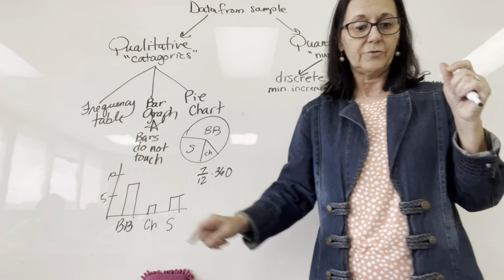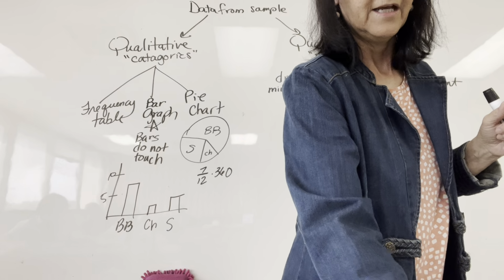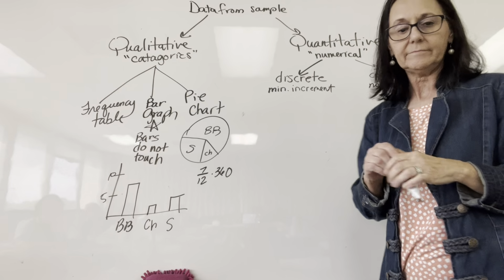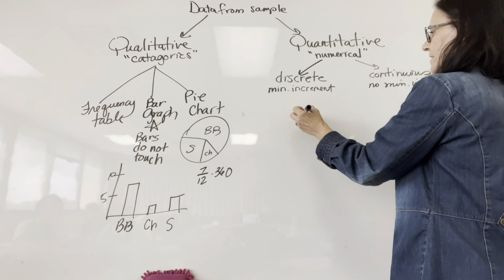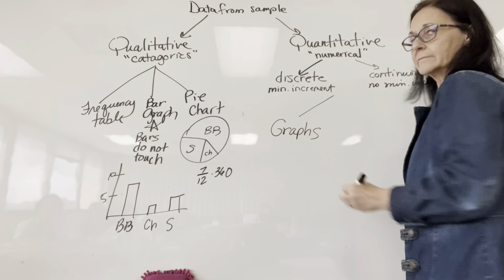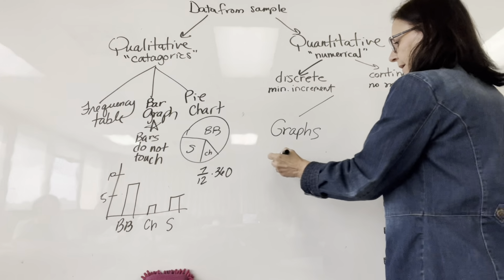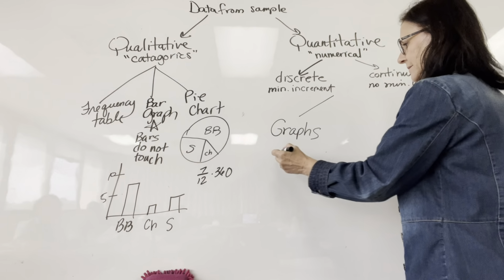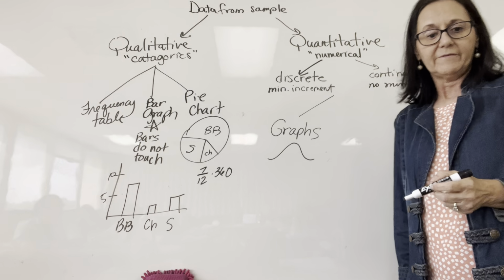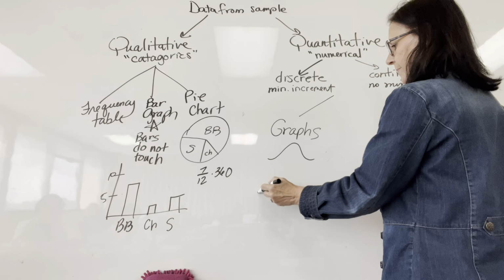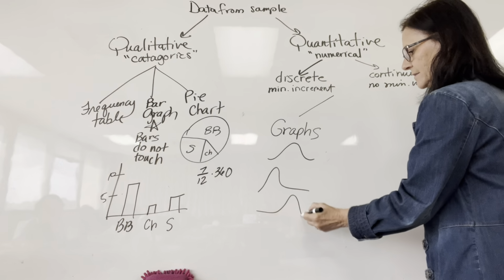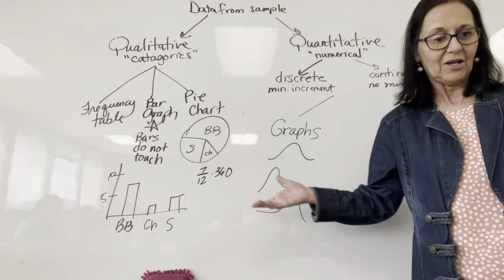Here's the deal. Bar chart, bars do not touch. So then, how do we display quantitative data? Well, here's how we display it. We have graphs. It just depends. We could do this, it looks like your standard graph. It could be like this. It could be like this. Graphs, got it? That's the whole point, graphs.